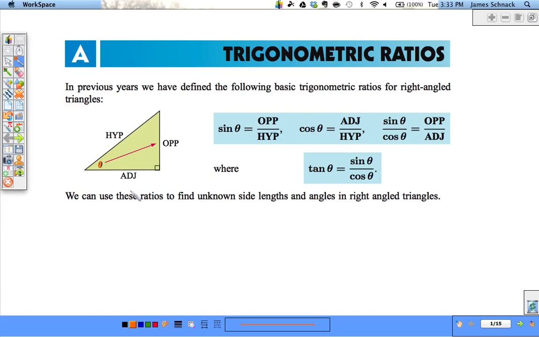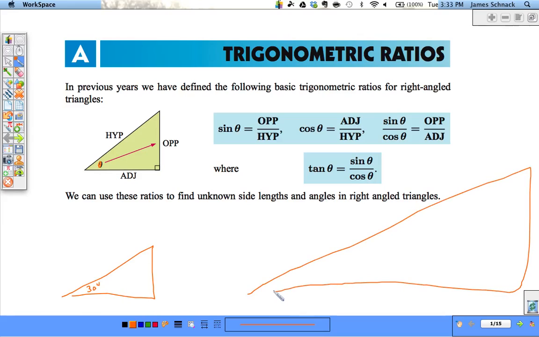And what's nice is if we have two triangles that have the same angle, let's say this is a 30-degree angle, and I draw this triangle that also has a 30-degree angle, and pretend these are good triangles, right triangles, the ratio of the opposite to hypotenuse will always be the same. That's what this sine of the angle is telling us.